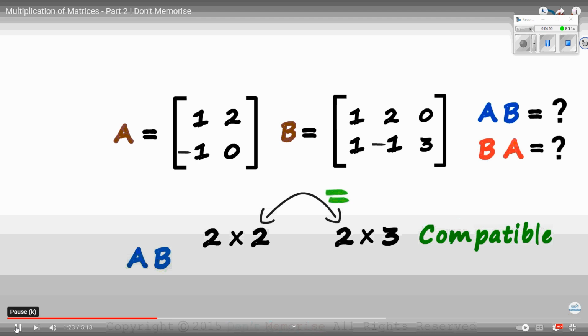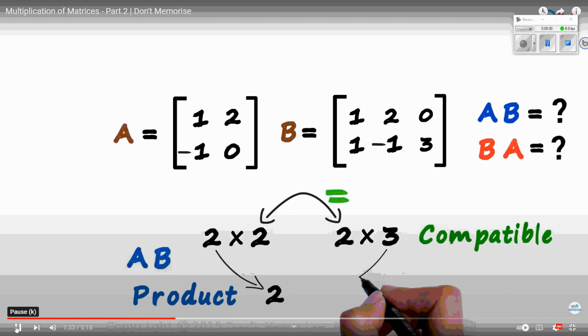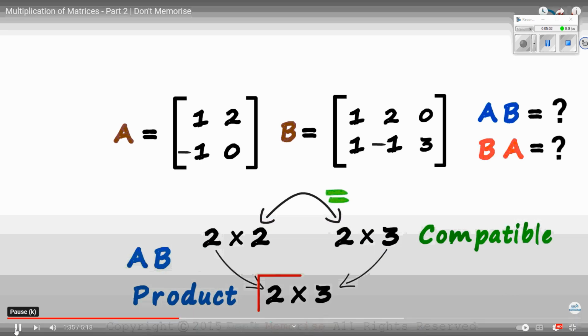Why is it a better idea to find the orders of the matrices? It's because this also gives us the order of the resulting product. The first number is 2 and the fourth number is 3. This will be the order of the resulting product.